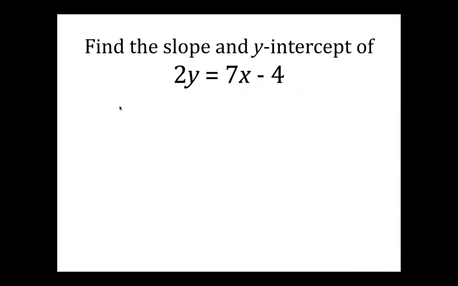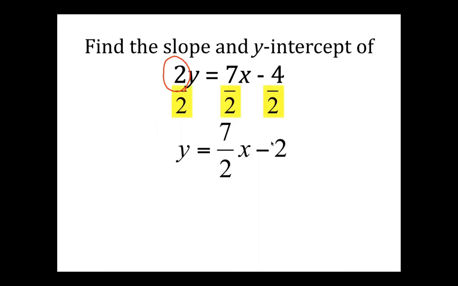Okay, let's go ahead and find the slope and y-intercept of 2y equals 7x minus 4. Now we have to first solve for y, since we can see here that it's being multiplied by 2 and isn't completely isolated. So solve your equation for y by dividing both sides by 2. 2 cancels out, and then you're left with y equals 7/2 x minus 2.